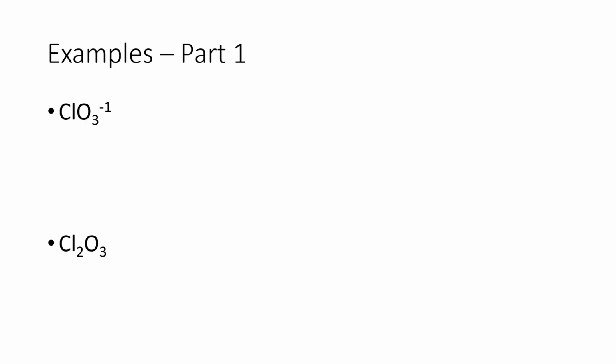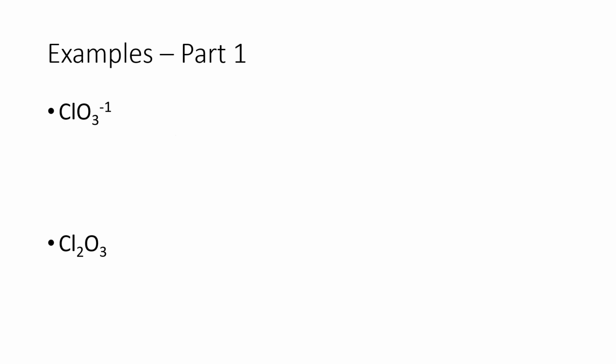So here are 2 examples. The first one, chlorate, is a polyatomic ion. The second one, dichlorine trioxide, is a molecule. So the sum of oxidation numbers will be different for these 2 species. So on this slide, I'm going to work out the first one, the chlorate ion.